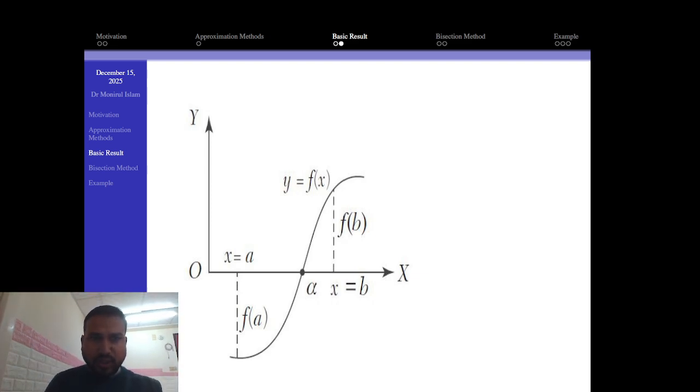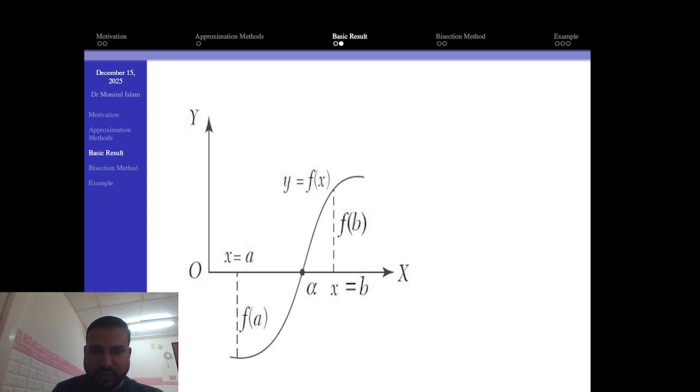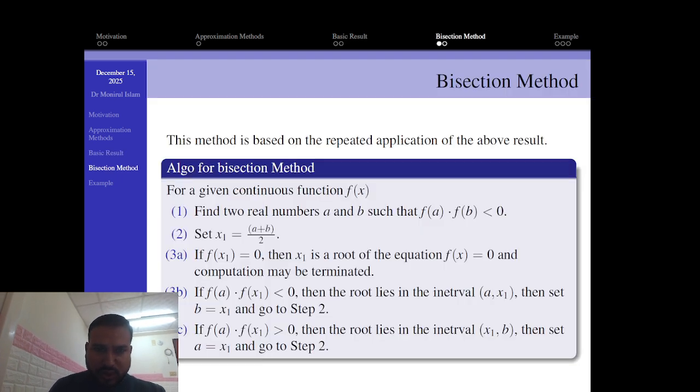So now the algorithm for the bisection method. What is the process? How do we apply the bisection method to a given function? So this is the algorithm.